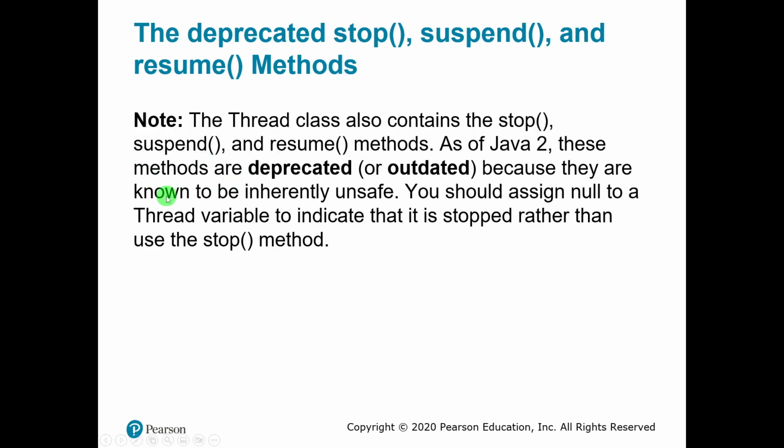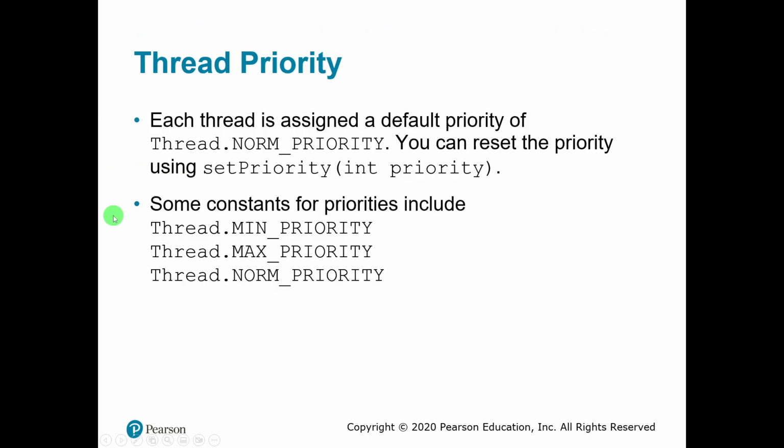The reason they deprecated them is because they're inherently unsafe. They don't run reliably. So the suspend, resume, and stop methods should not be used. The best way to stop a thread is to assign null to the variable. So if you have a thread and you want it to stop, you assign null to that thread's variable, and that's a better way than using the stop method. So know about those. You probably won't see them, but know about them.